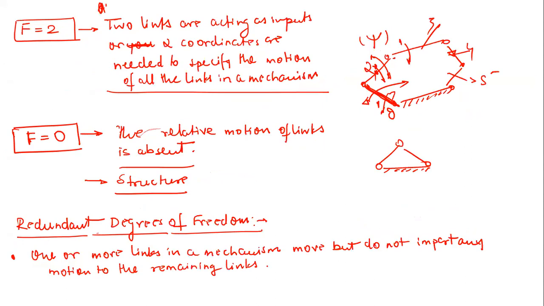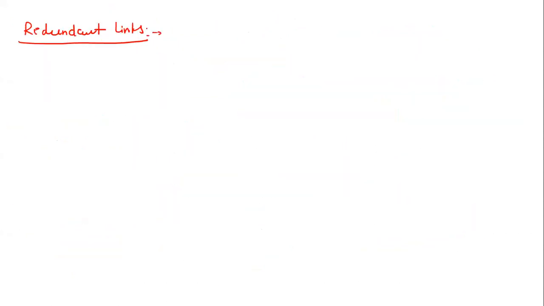Now, in a similar way, let us talk about redundant links, right? So this is also very important. So just remember all these things which I am going to discuss here, right? So these are the exceptions, or you can say the modifications basically for the Kutzbach criterion. So now again, let us talk about these redundant links.